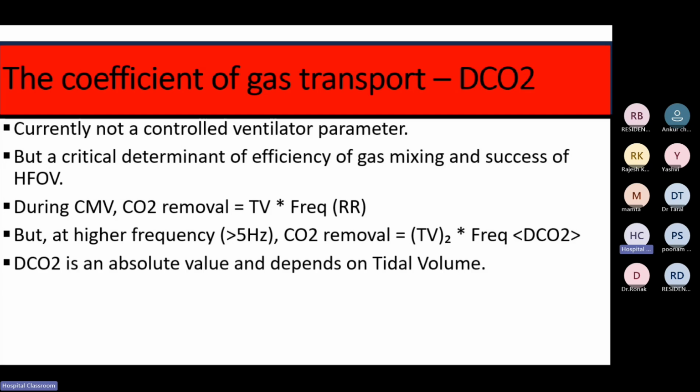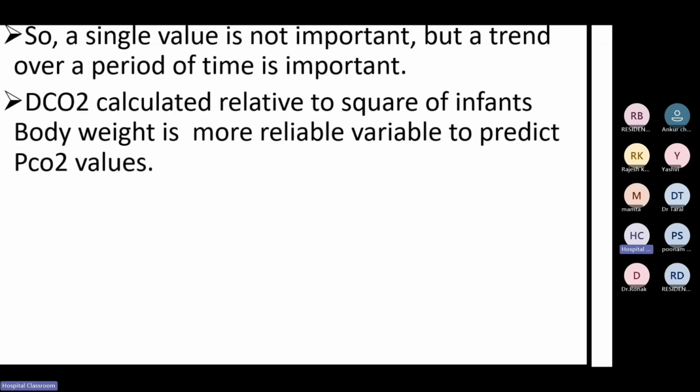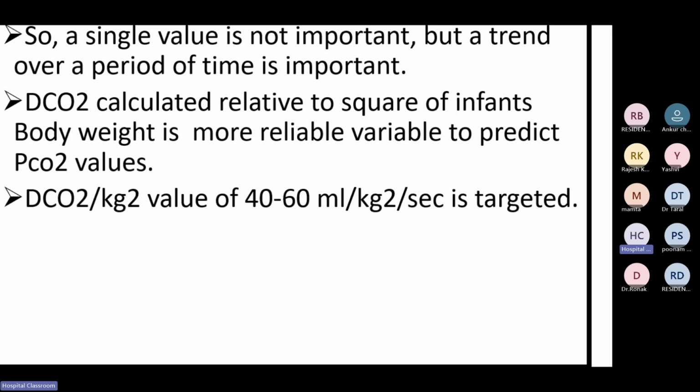So DCO2 is actually an absolute value, and you cannot have a single value that we have to target, but as the tidal volume increases with the increasing size of the patient, the DCO2 also rises exponentially. There is not a single value, but as sir has also mentioned, DCO2 per square of baby's weight in kgs will be useful. It is a more reliable variable. Okay, so DCO2 upon the weight of the baby in kg squared, that will give you the value which you have to target. So in normal ventilation, we usually try to target a DCO2 per kg squared value of 40 to 60 ml per kg squared per second.